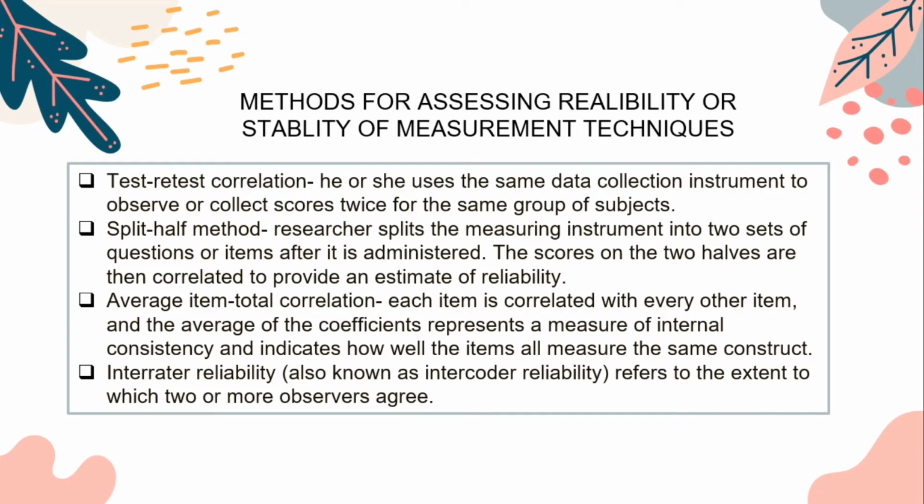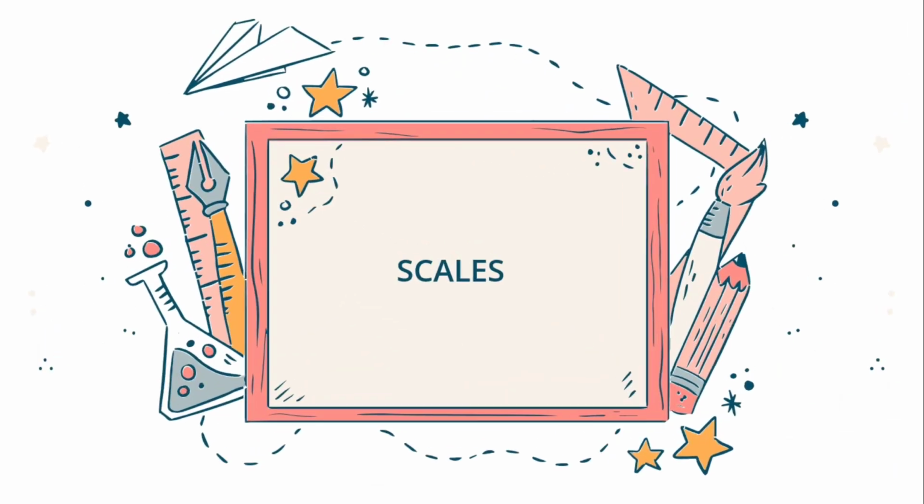Here are the methods for assessing reliability or stability of measurement techniques. Following are test-retest correlation, split-half method, average item total correlation, and interrater reliability.